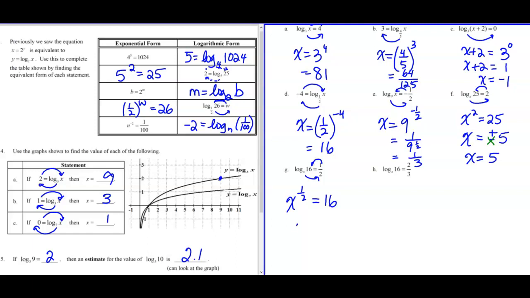So then we square both sides. Okay, so you don't have to worry about that one. If that was x to the 1/2, it's going to be positive, not positive or negative. Okay, so then this one, remember we were solving some of these the other day.